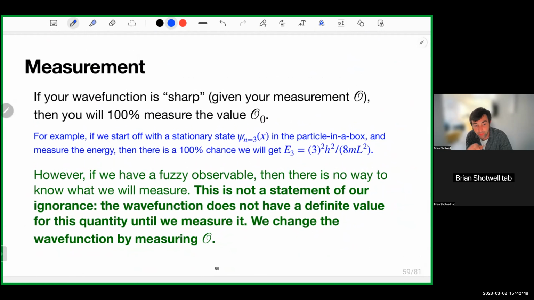This is not a statement of our ignorance. The wave function does not have a definite value for this quantity until we measure it. And as a result of us measuring it and finding this energy, we actually change the wave function by doing this measurement. This is called wave function collapse, if you've ever heard the term. The act of measurement will change the wave function. And it will change it in such a way that after you measure the observable, the wave function will collapse onto that eigenstate.